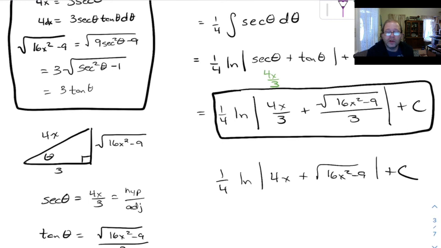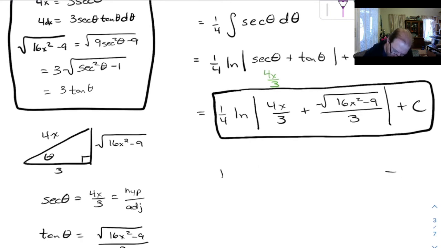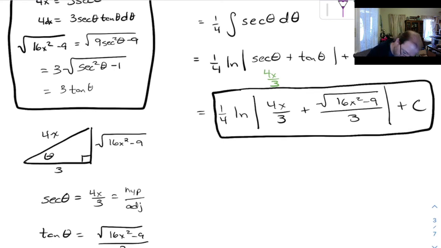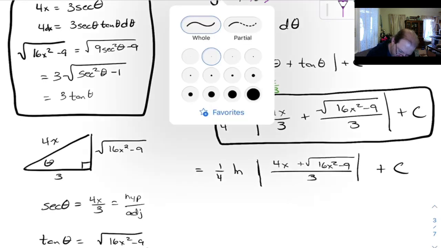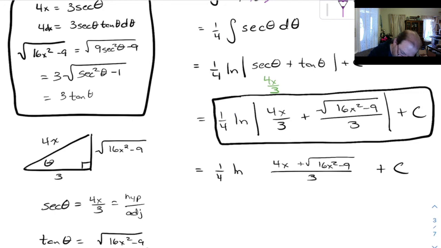And the big question there is, what happened to the 3? Well, if you want to pause and think about it for a second, you might be able to figure that out, especially if you think back about your logarithm rules. But let me show you what's going on between these two steps. All right, since both of those have the same denominator, we can rewrite this as 1/4 ln of absolute value of 4x plus root 16x squared minus 9, all that over 3. And I want to do one other thing here. I've got the absolute values, but I'm going to change them so that they're only over the numerator. And that's perfectly fair to do because the denominator is positive. So we can do that.